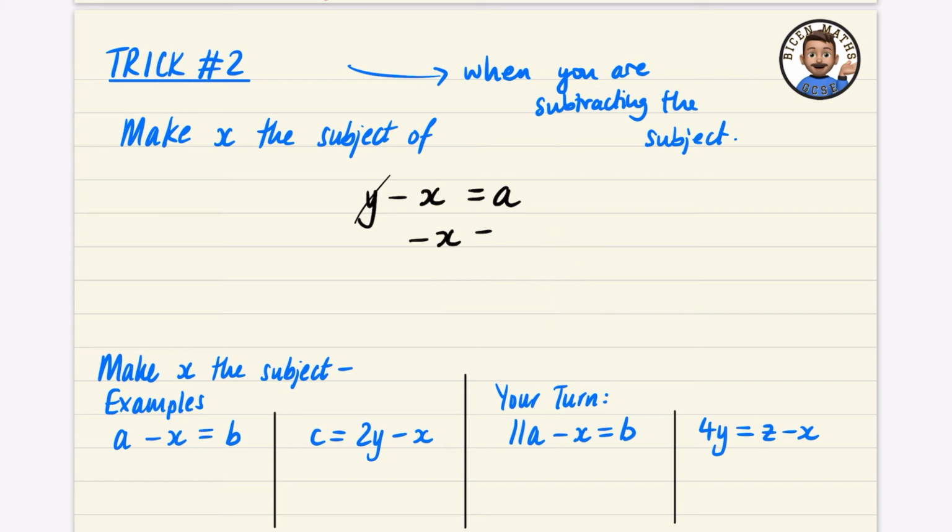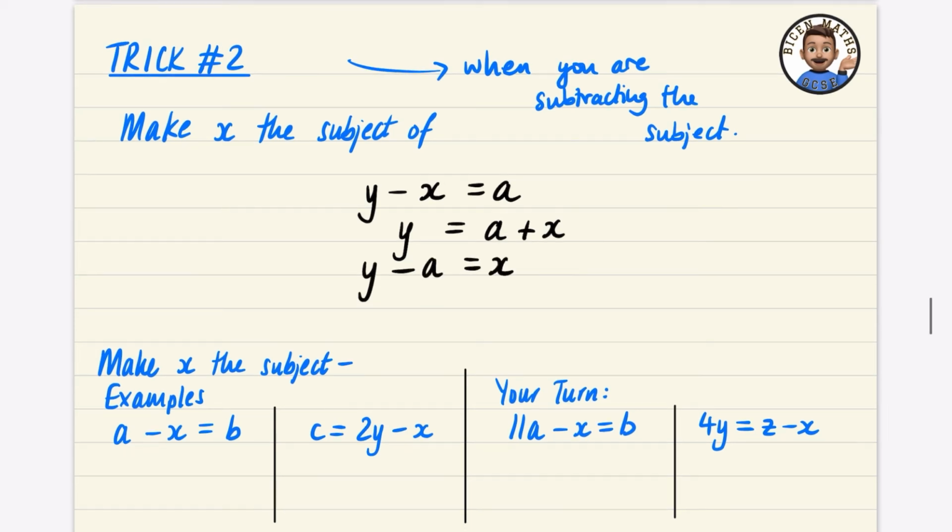So what we're going to do instead is we're going to move the x so that it becomes positive. If I move this x here to the other side by doing the opposite of take away x, that's plus x. So I would get that y equals a plus x. Now remember, I'm trying to get x as the subject, so I'll get rid of this a by subtracting, and I get y minus a equals x.